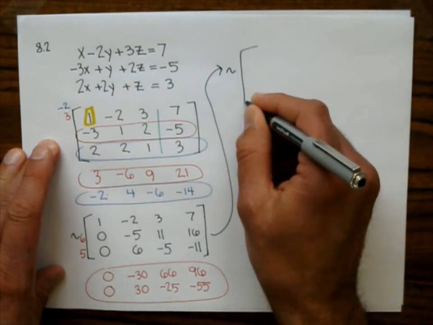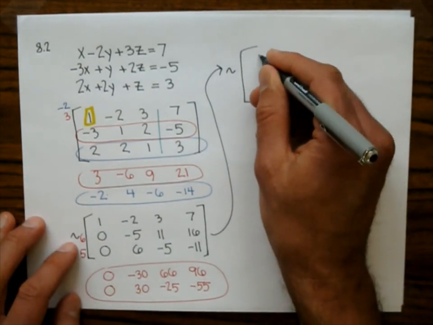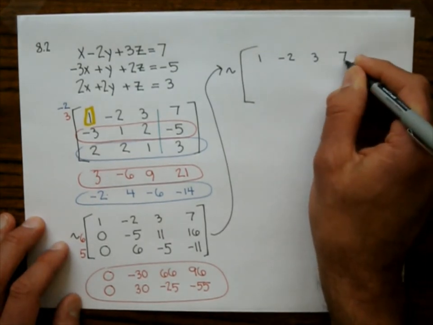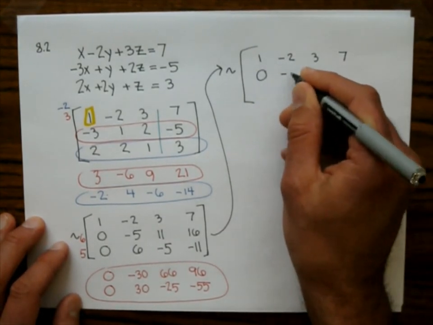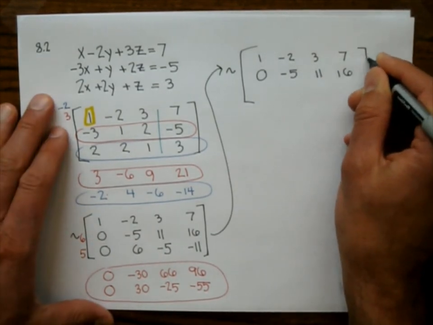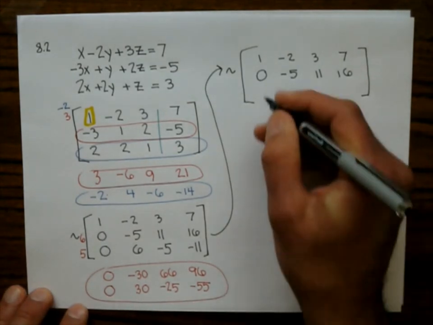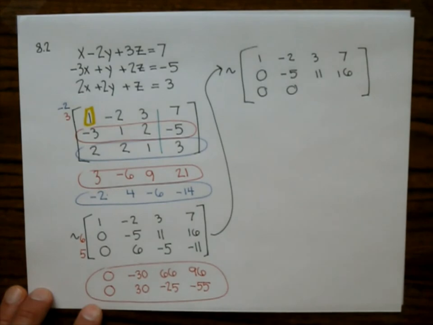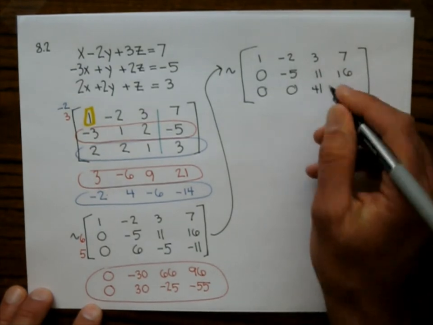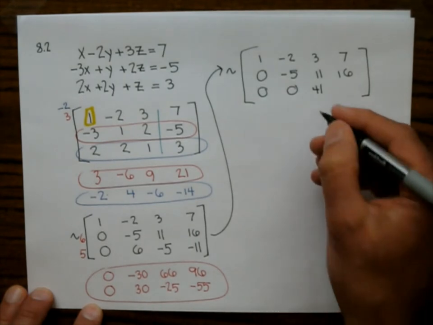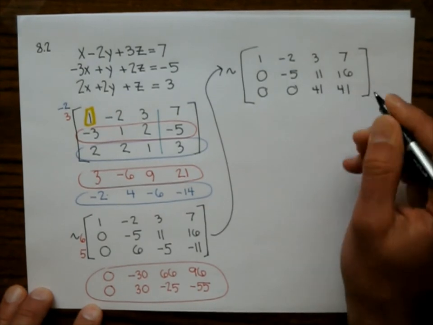So the last matrix is row equivalent to... Now watch what I'm going to do. I'm going to just write the first two rows and leave them unchanged right there. And then the third row I'm going to get by adding those together. So I get 0, 0, and then I have 66 minus 25, which is going to be 41. And then I have a 96 minus 55, which is also going to be 41.